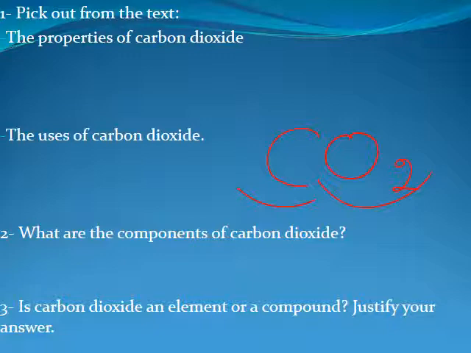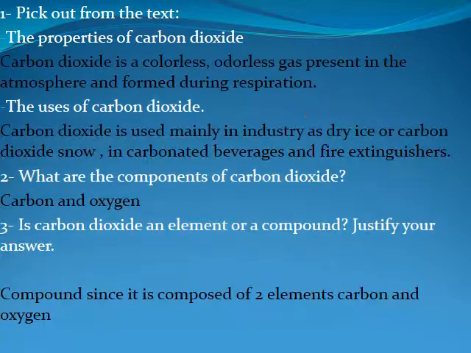Is carbon dioxide an element or a compound? Sure, it's a compound since it's composed of 2 elements. These elements are carbon and oxygen. So what are the properties of carbon dioxide? Carbon dioxide is a colorless, odorless gas present in the atmosphere and formed during respiration.